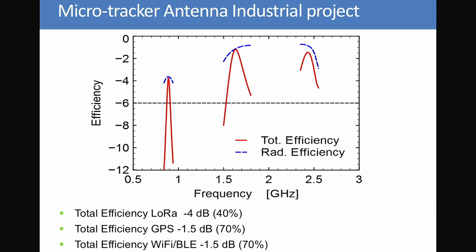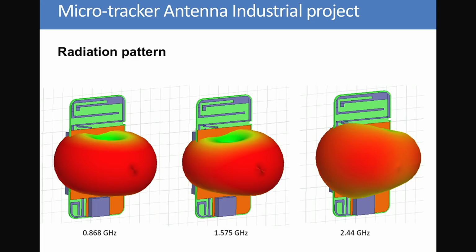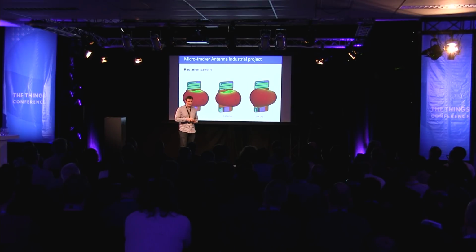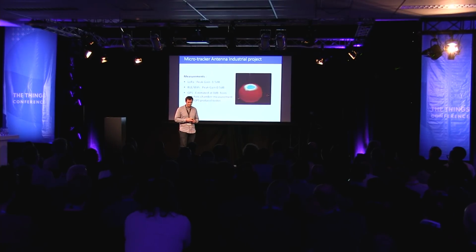So here you can see the results, the total efficiency. You can see that we get minus 4 dB, so 40% efficiency for the LoRa band, 70% efficiency for the GPS bands, and more than 70% efficiency for the Wi-Fi BLE. The radiation pattern is still an omnidirectional dipole, for the three different bands.